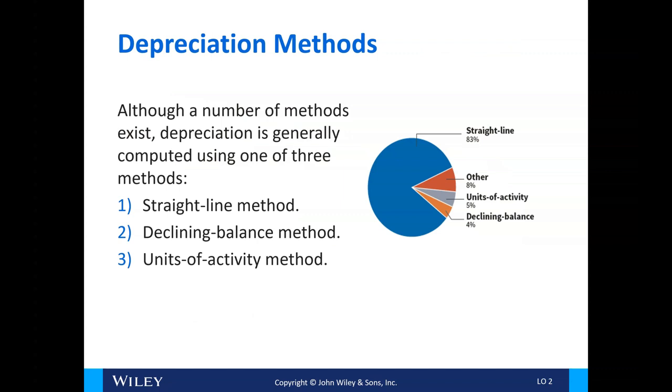We have three methods: straight line, declining balance, units of activity. Declining balance, we're not really going to focus on. It's an accelerated form of depreciation, and that's what you need to know. And accelerated means that you depreciate it higher in the first year than you do the last year. And again, that goes back to that you want to lower your income in early years to lower your taxes and increase your cash flow.